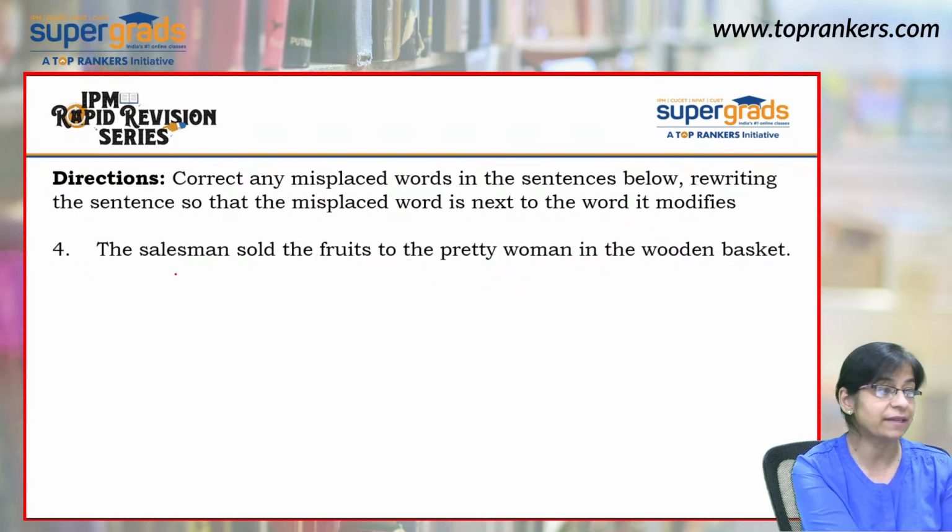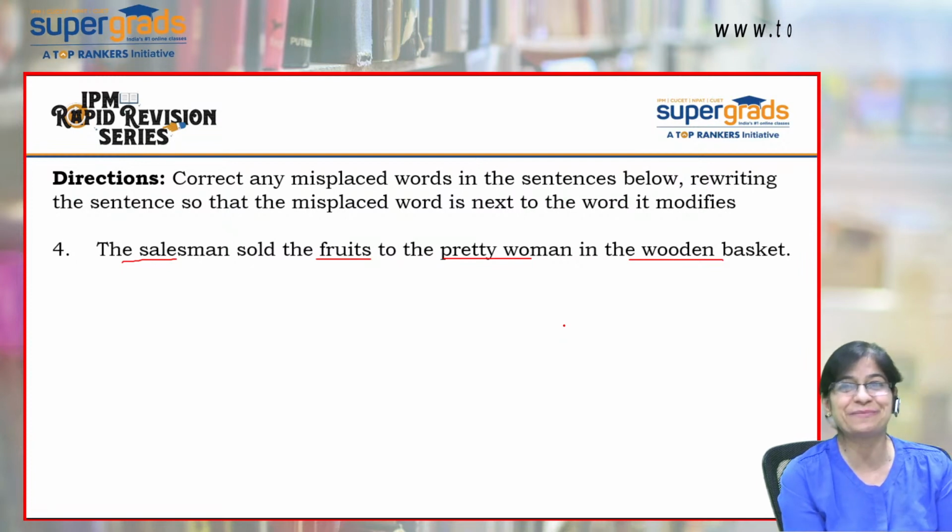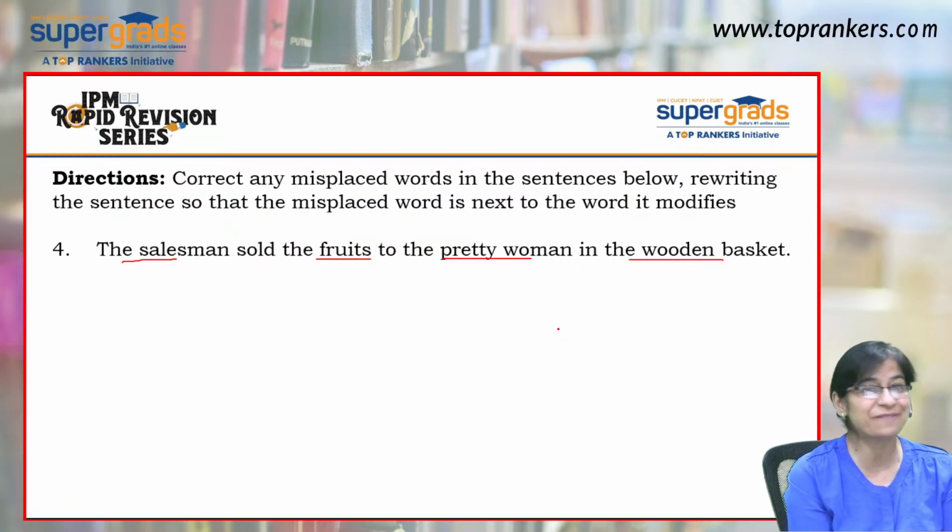Now let's look at the next one. The salesman sold the fruits to the pretty woman in a wooden basket. Oh, look at it. There's something definitely misplaced in the sentence. Let's see if we can figure it out.